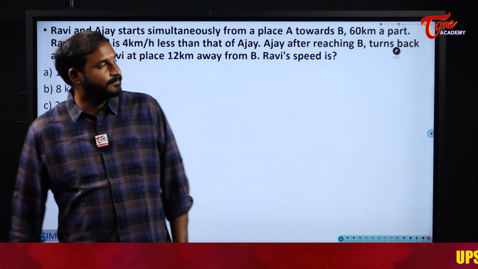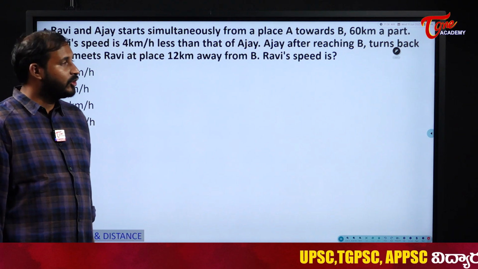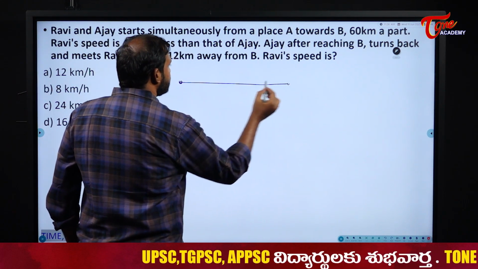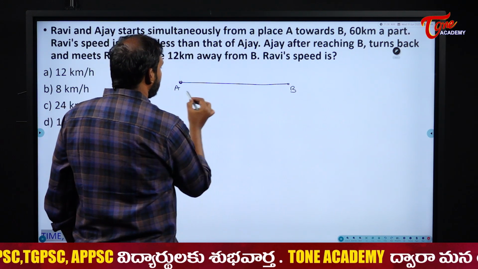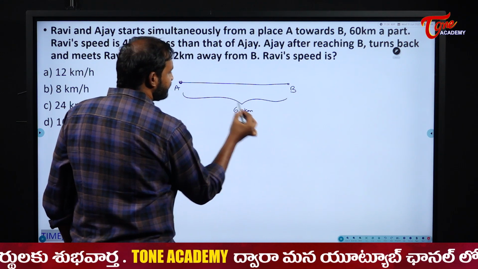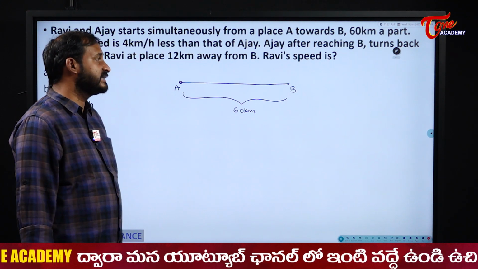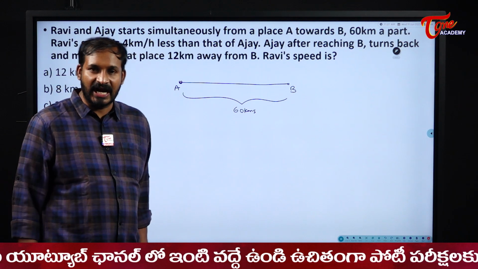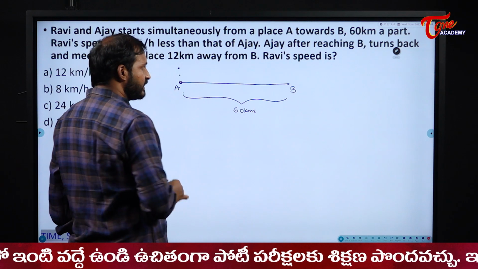Ravi and Ajay start simultaneously from a place A towards B. There are two friends, Ravi and Ajay, A and B, and the distance between them is 60 kilometers. Ravi's speed is 4 kmph less than that of Ajay's speed. That means who will reach the destination first? Ajay, obviously Ajay. So now Ravi and Ajay, two friends are there.